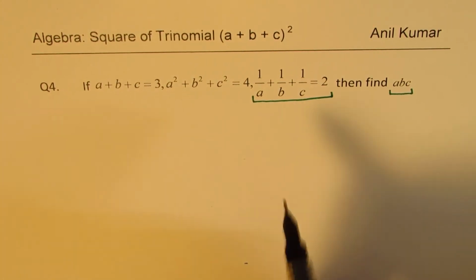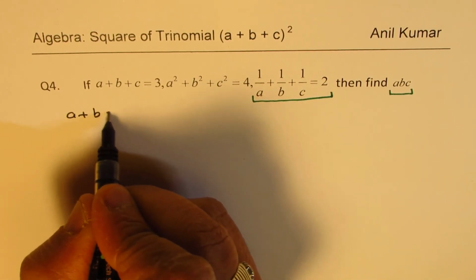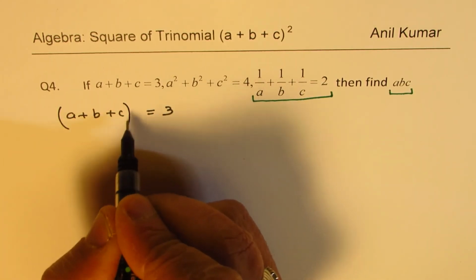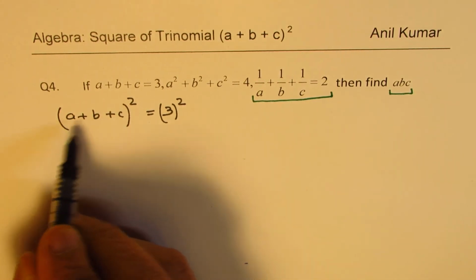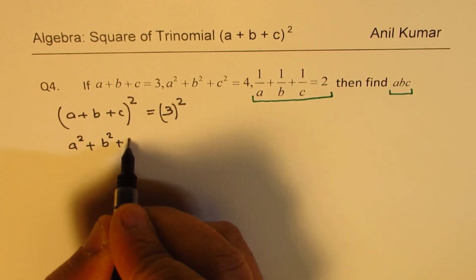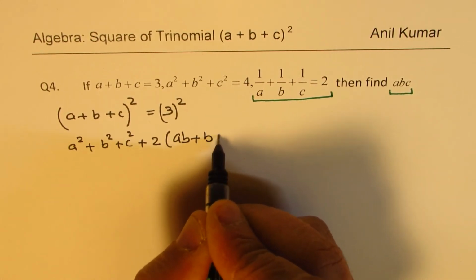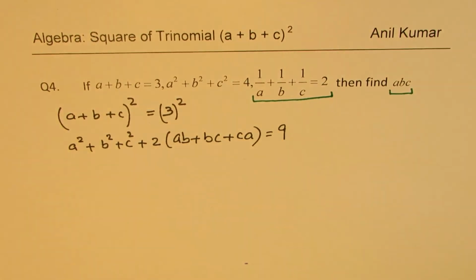Okay, so to solve this, we'll again begin with what a plus b plus c equals. It is given to us as 3. So we're going to square it both sides. And now we know that this expansion here is a square plus b square plus c square plus twice ab plus bc plus ca, and that is equal to this time 9.